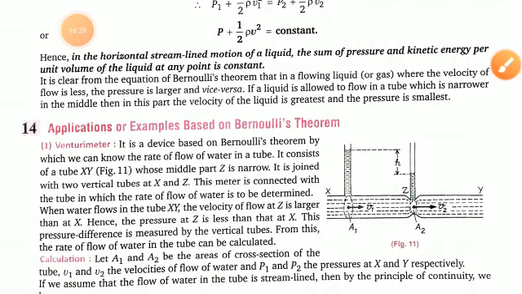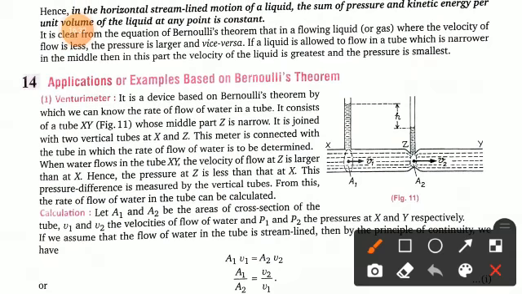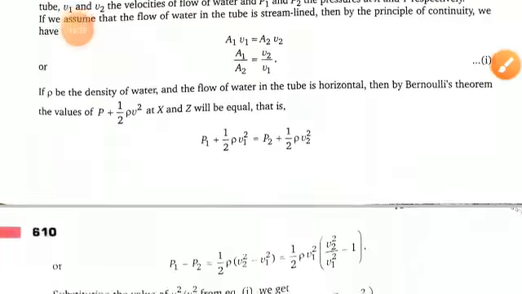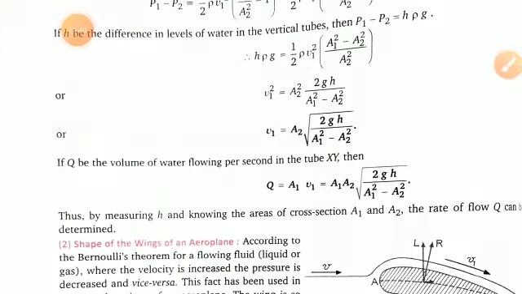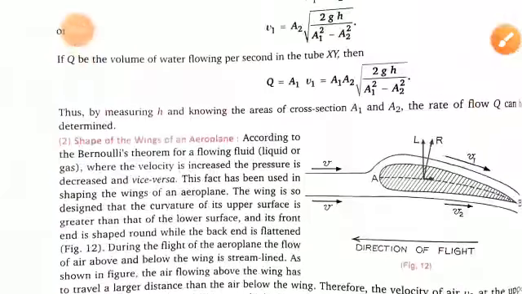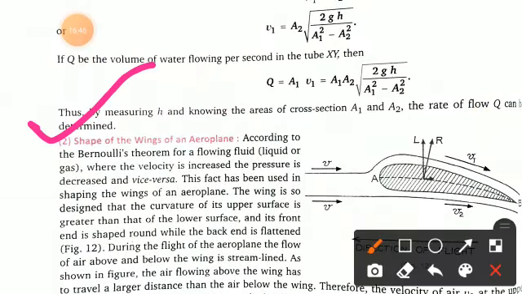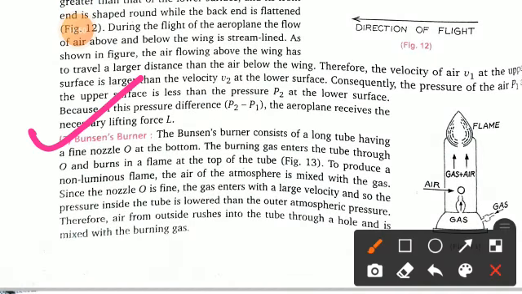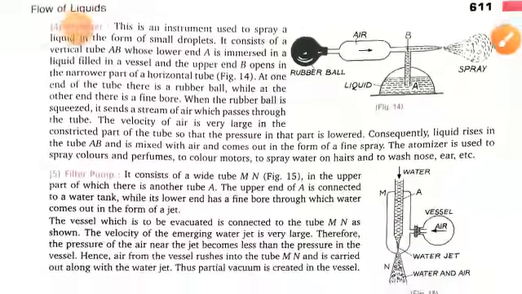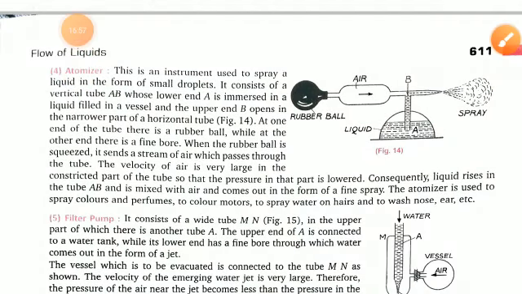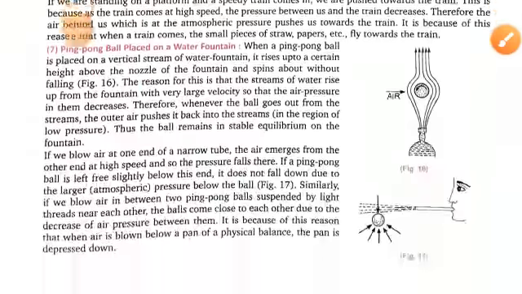There are a few applications based on the Bernoulli's theorem. You read them by yourself. If you have any doubt, ask me in the comment section. What is the Venturi meter and what is its working principle? This is the same as I already told you. And the shape of the wings of an aeroplane is also an example based on the Bernoulli's theorem. So read these examples by yourself. What is the Bunsen burner? Atomizer. These are a few examples of Bernoulli's theorem. So I am skipping all these examples.